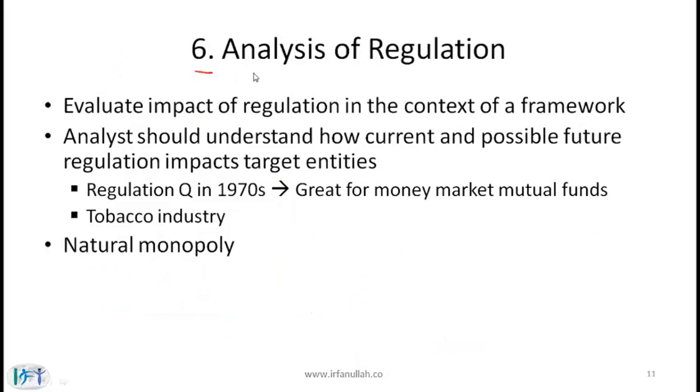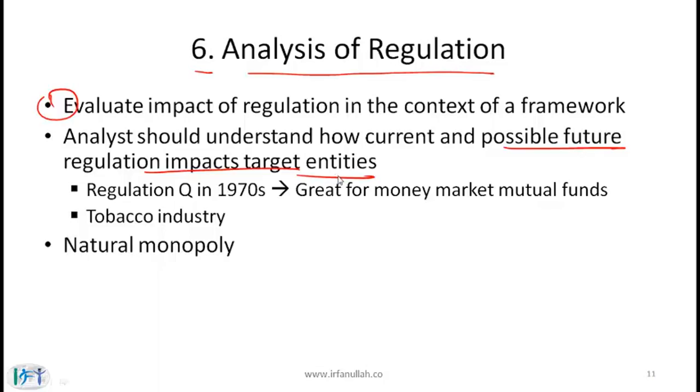And now section 6, analysis of regulation. This is a somewhat long section in the reading, but from a testability perspective, there are just a few basic points you need to know. Firstly, as an analyst, when you evaluate regulation, you should evaluate the impact of regulation in the context of a framework. This simply means that you need to understand what regulations are currently in place and the impact of those regulations. You also need to understand how future regulations will impact the target entities. Target entities are, let's say, the firms that you want to evaluate.